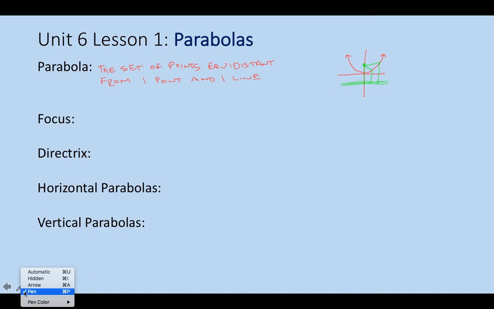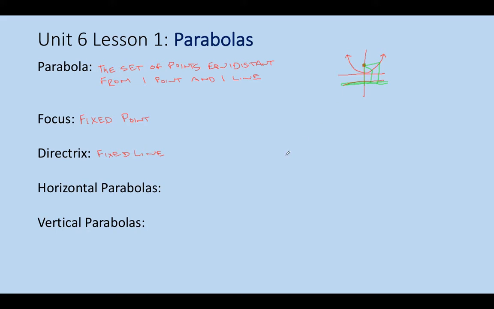Going back to some more of the vocabulary, the focus is this fixed point, like this one right here. This would be the focus. And the directrix would be the fixed line. So this would be the directrix. And so this parabola is always going to be equidistant from the focus and the directrix.